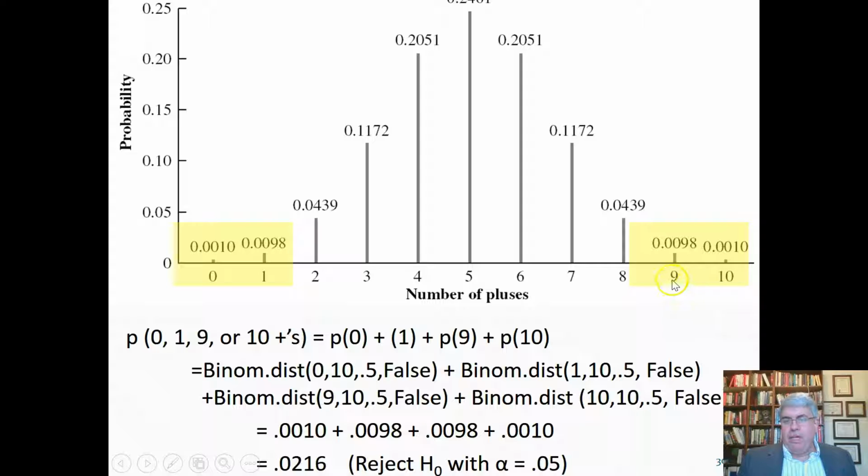pluses. But we want to look at anything at least that extreme. So 9 and 10, and here 1 and 0. We want to find the area in the two tails there. So we want to find the probability of 0, 1, 9, or 10 pluses. And that's going to be the probability of 0 plus the probability of 1 plus the probability of 9 plus the probability of 10. So we can use the binomial distribution command for the 4 values, 0, 1, 9, and 10. We get 4 values, and we add them all up, and we still see that it is very low. It's only 0.0216, so it's about 2%.